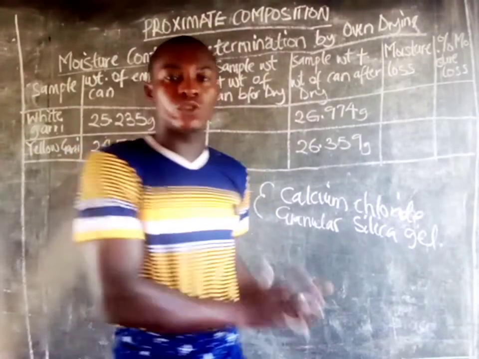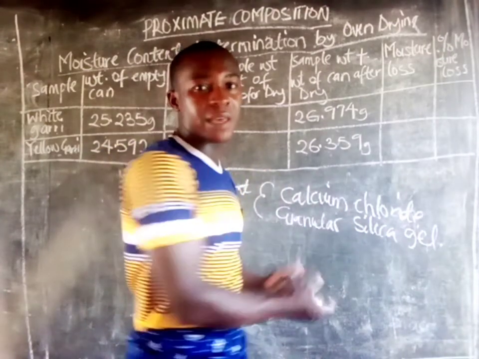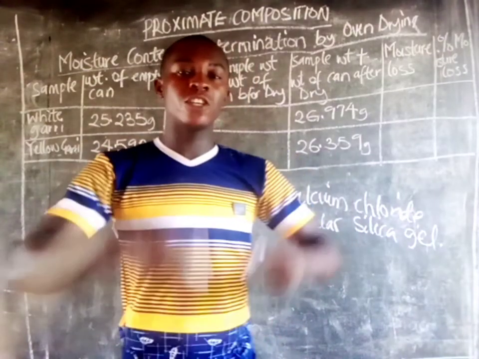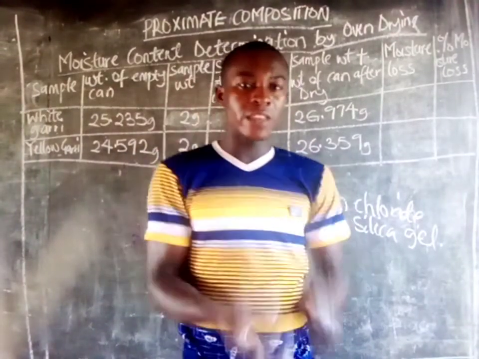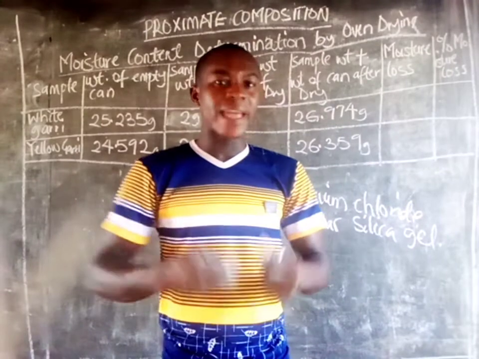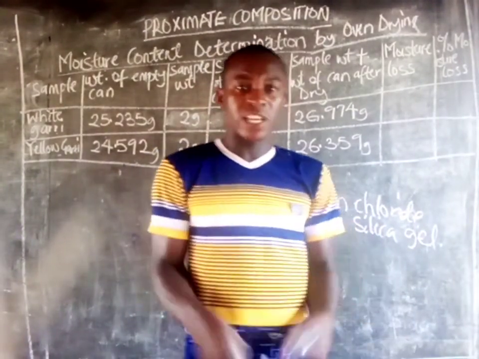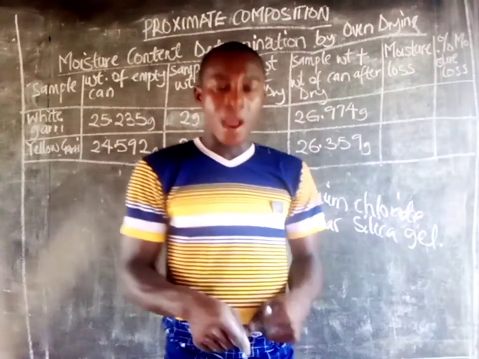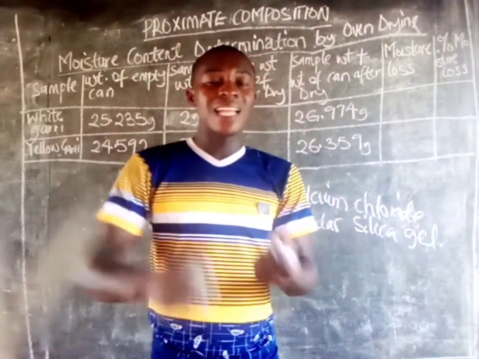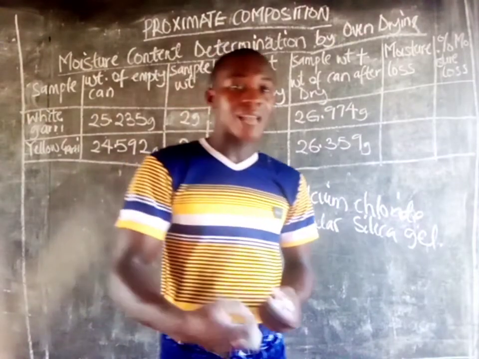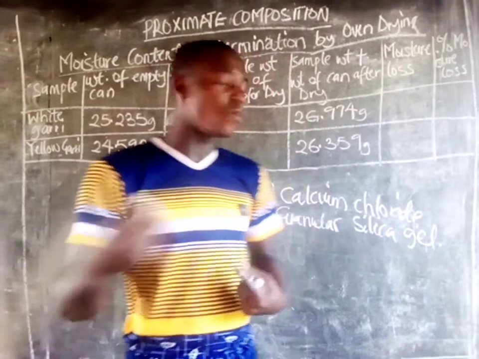Now the work of these two substances, or these two chemicals, in the desiccator is to help remove moisture in the can or in any apparatus or food sample that is put in the desiccator to cool. And so the purpose of putting it in the desiccator is to allow either the apparatus or the sample to cool, before we use it for the purpose we want to use it for.